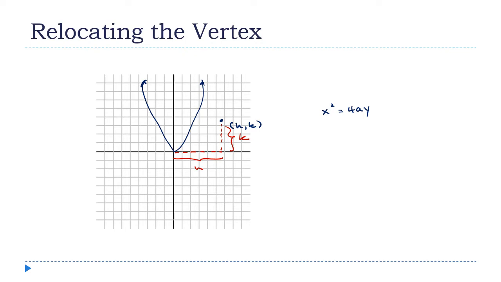To make a translation of h units to the right, I replace the x with x minus h. And to make a translation of k units up, I'll replace the y with y minus k. And that's all there is to it, right? That's my equation of a parabola whose vertex is somewhere other than the origin.